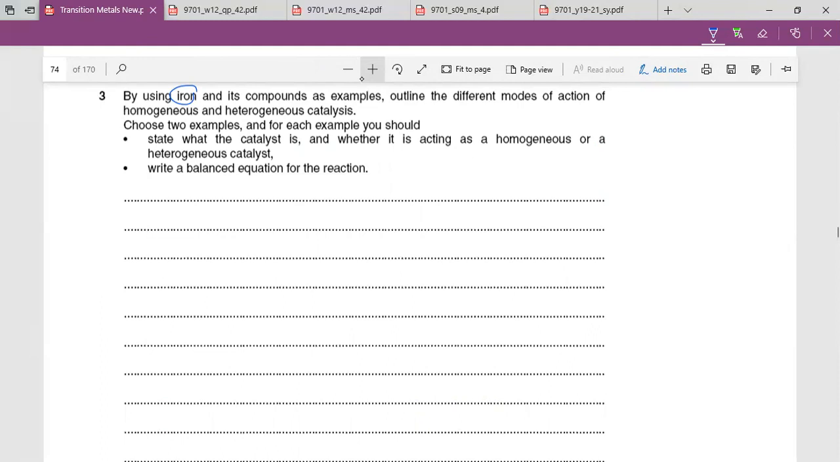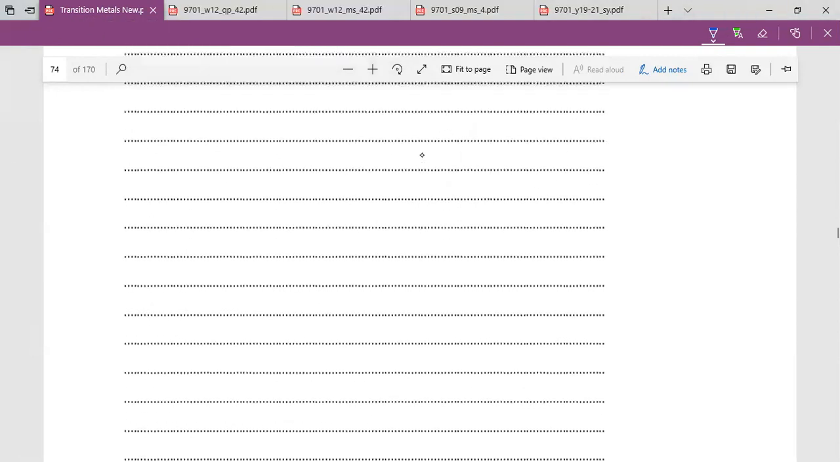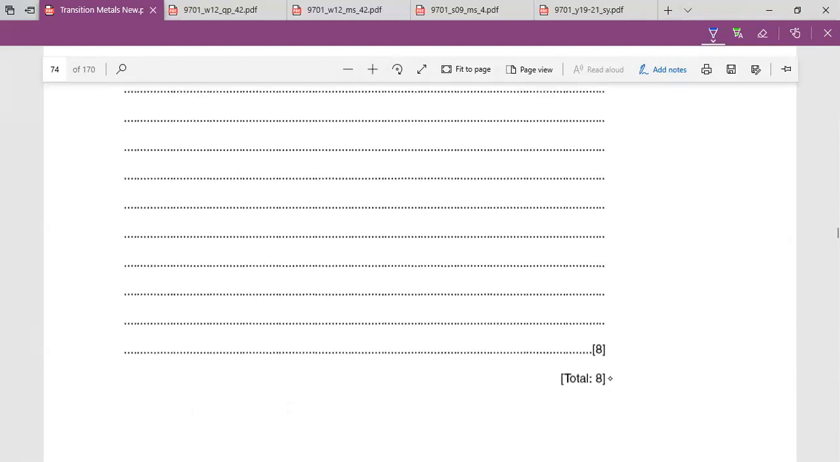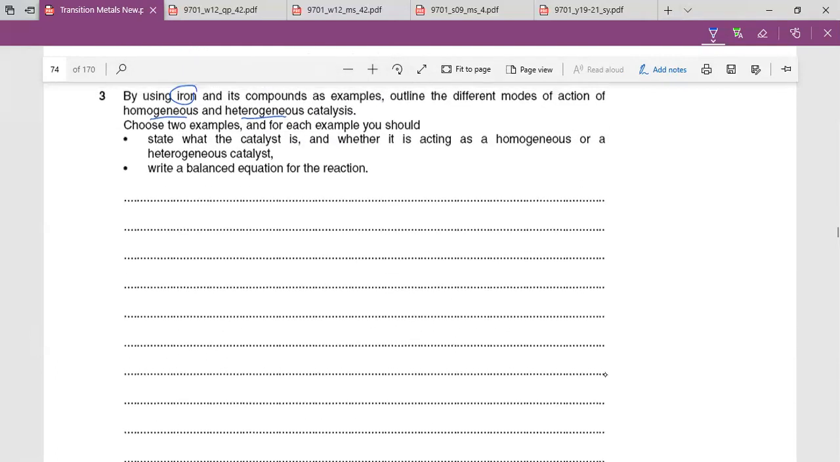It outlines different modes of action, homogeneous and heterogeneous catalysis. This is interesting. This question came up twice, in two years, and the same thing. It's seldom that they ask an essay question, 8 marks, and my goodness. Sometimes they just come up out of the blue.